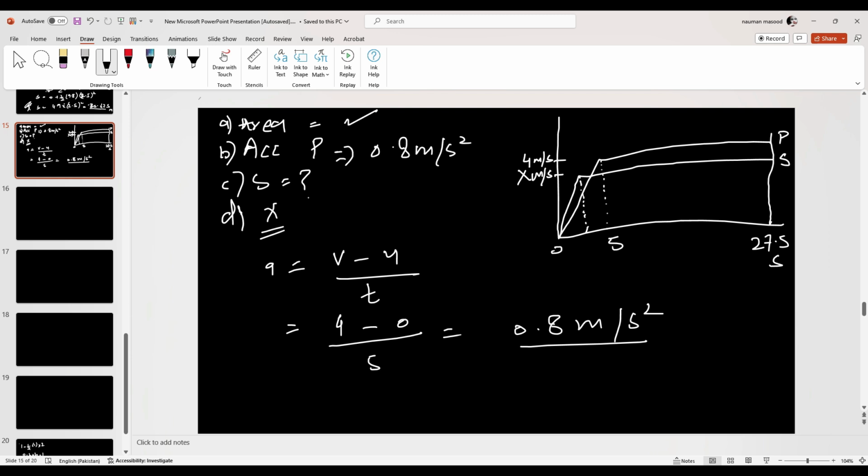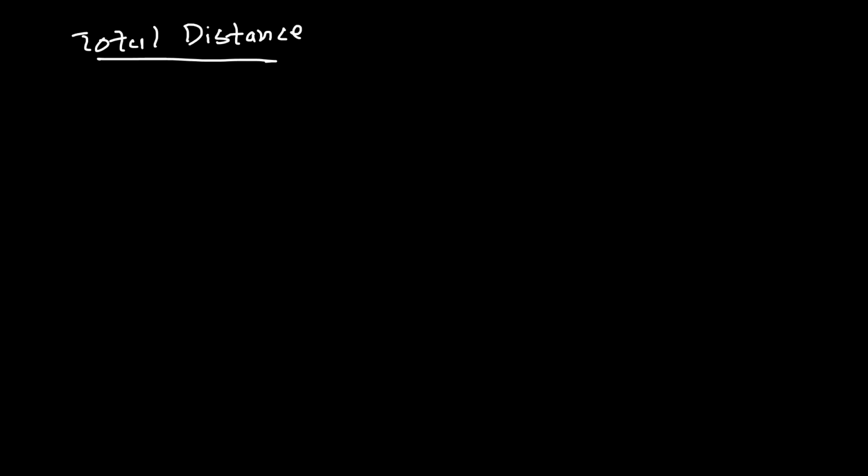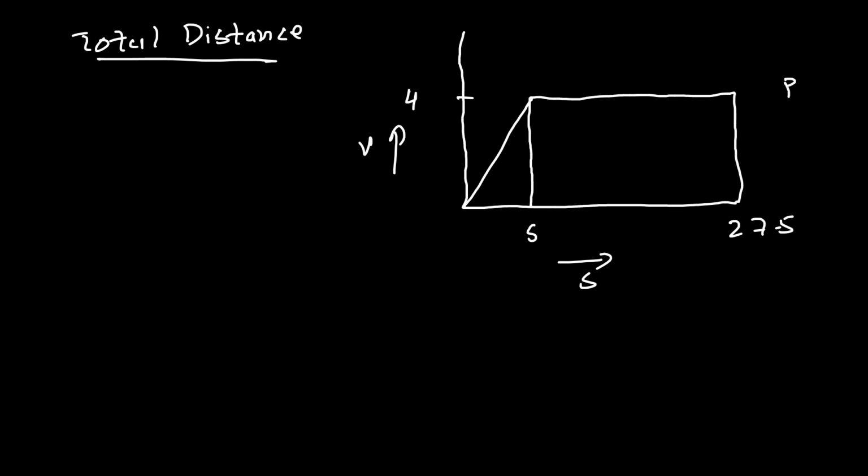The third problem is we have to find the total distance. So again we will draw the graph. We know that the area under the velocity time graph is the distance traveled. So if we measure the area under this graph, we can get the total distance traveled by Pat, which is actually the total distance of the race. So let's calculate this area. This area has two parts. Let's call this one A1 and let's call this A2.